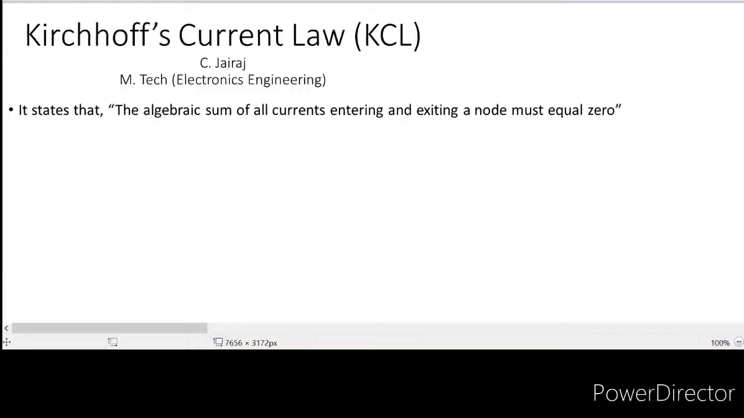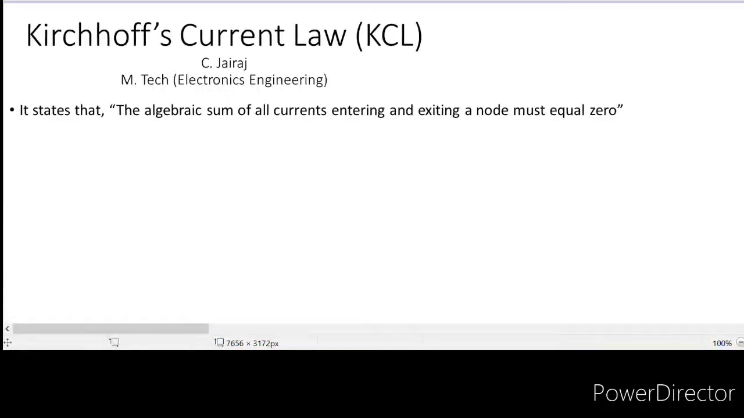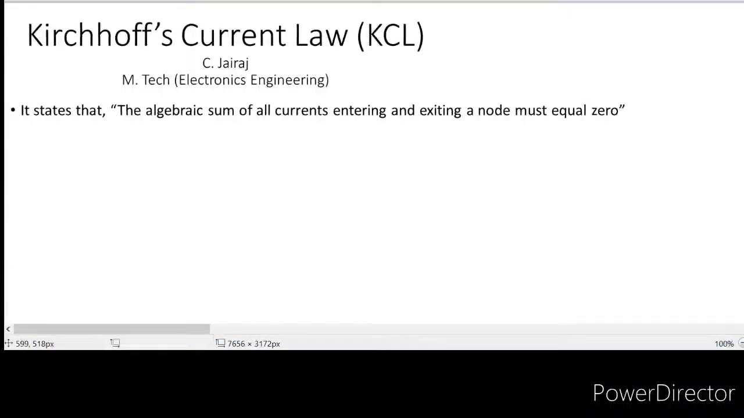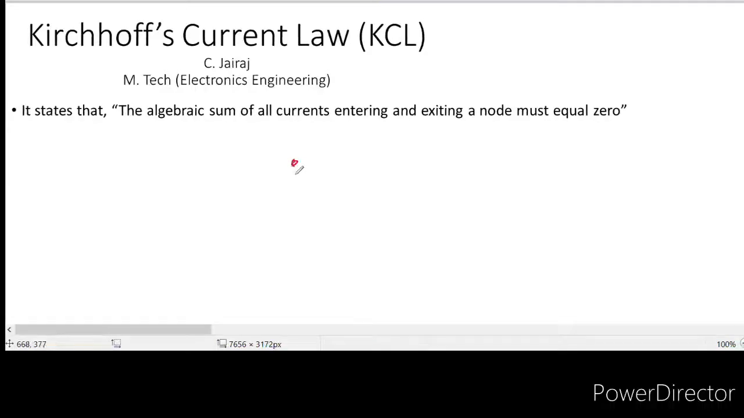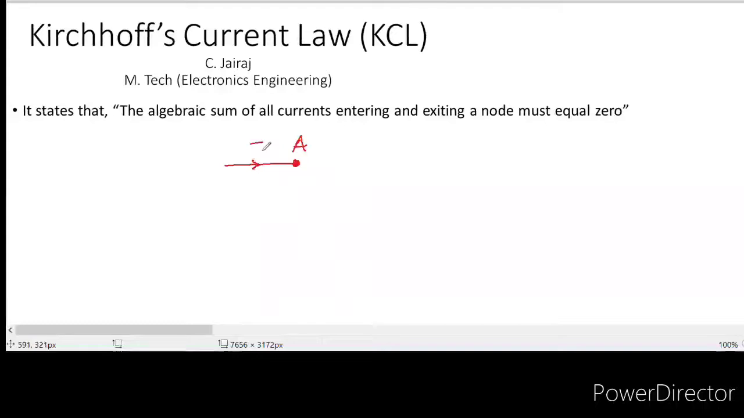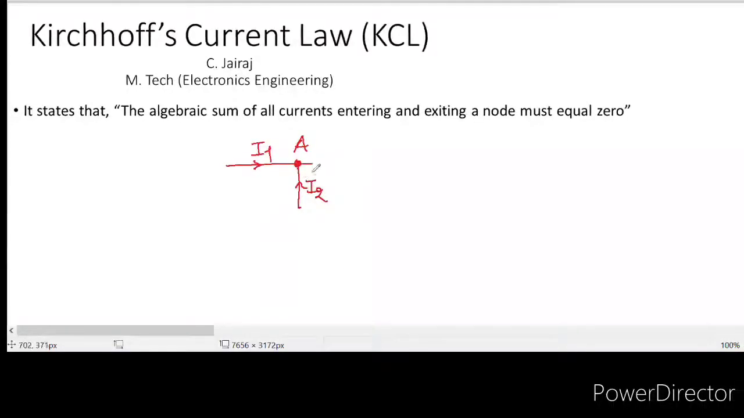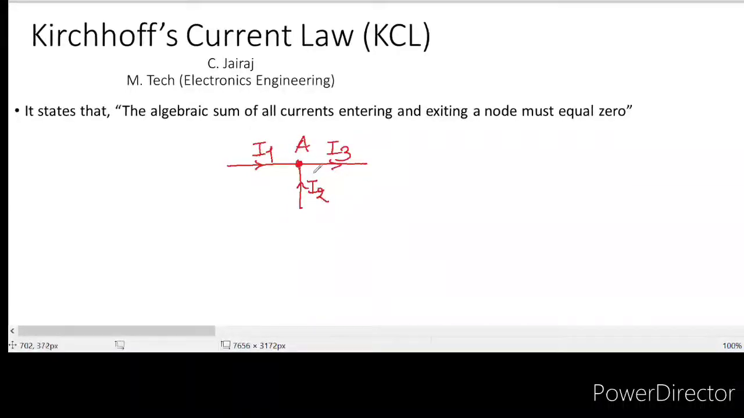Let us study Kirchhoff's current law, that is KCL. KCL states that the algebraic sum of all currents entering and exiting a node is equal to 0. That is, let us consider a node A, and let us consider current I1, current I2 and current I3. I1 and I2 are entering the node A and I3 is leaving the node A.